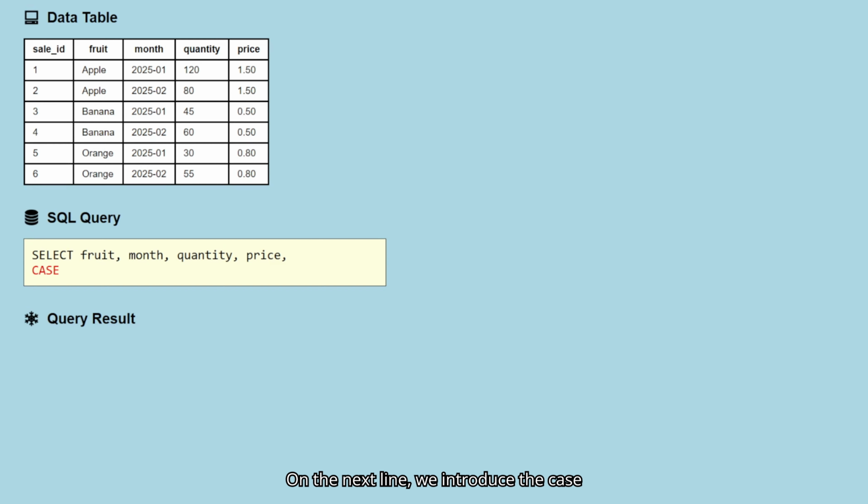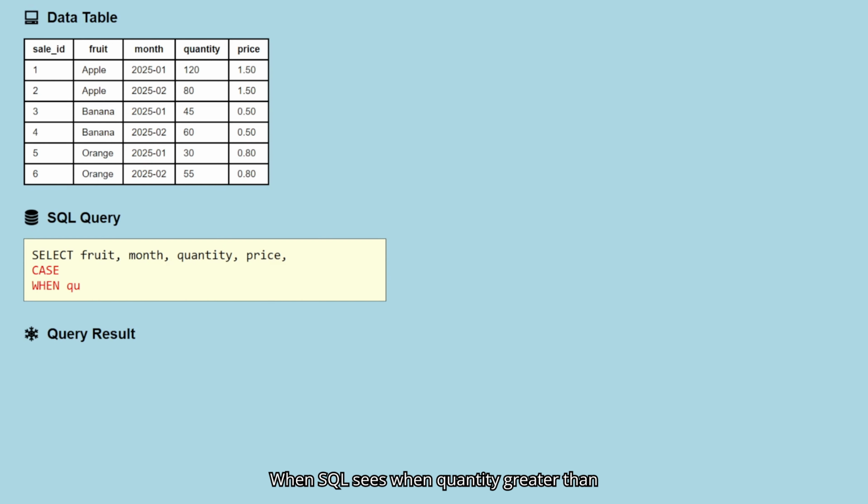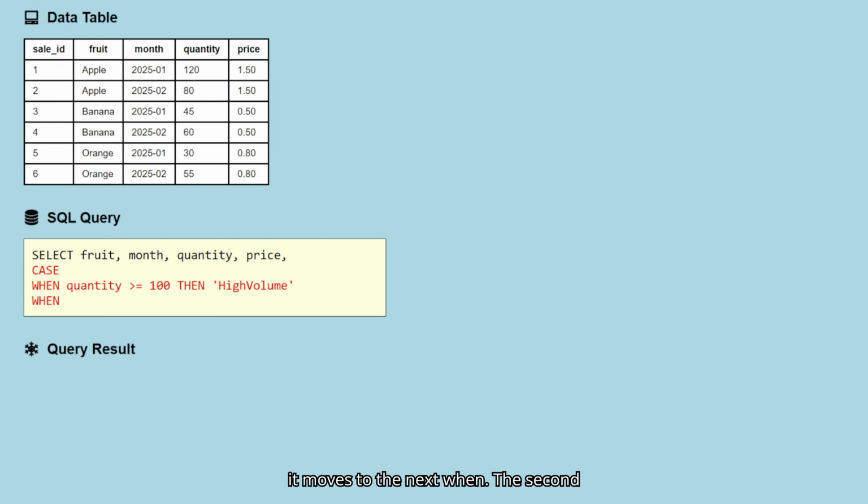On the next line, we introduce the CASE WHEN ... END AS volume_category expression. CASE starts a conditional block that works like an if-then-else ladder. When SQL sees WHEN quantity >= 100 THEN 'high volume', it checks each row's quantity. If the condition is true, it returns the text high volume for that row. If not, it moves to the next WHEN.